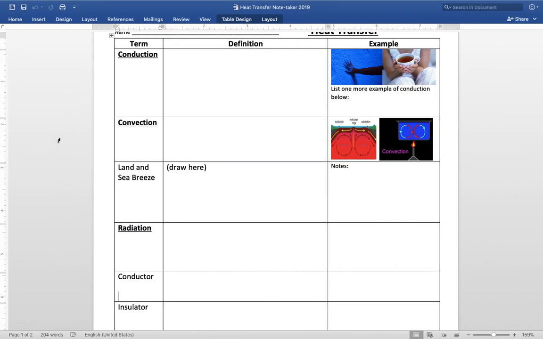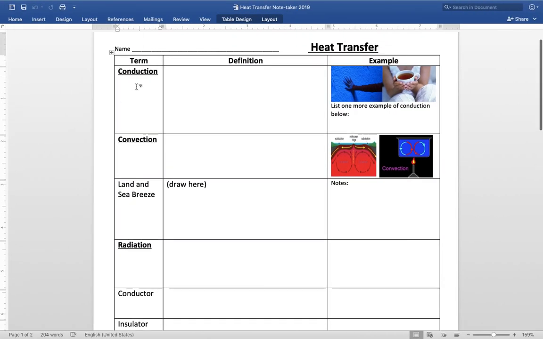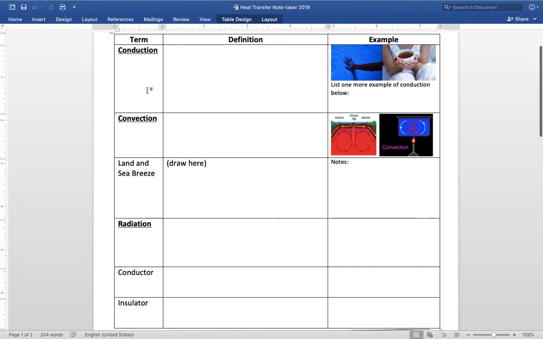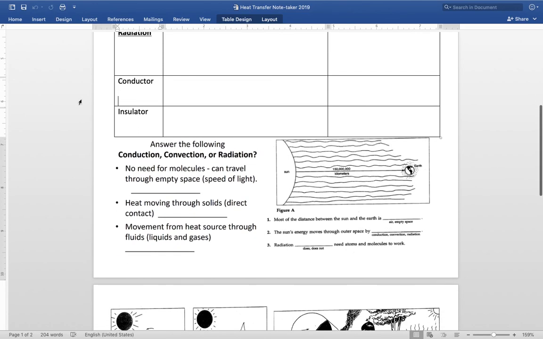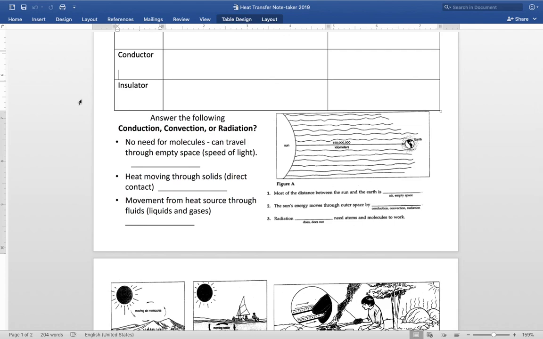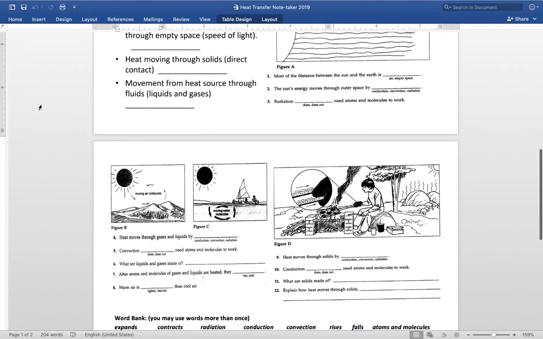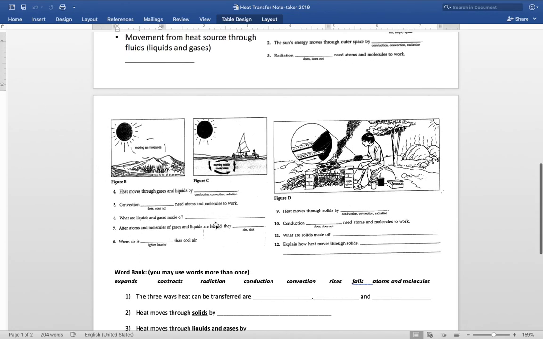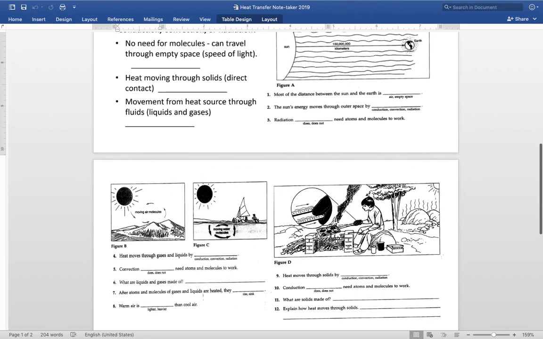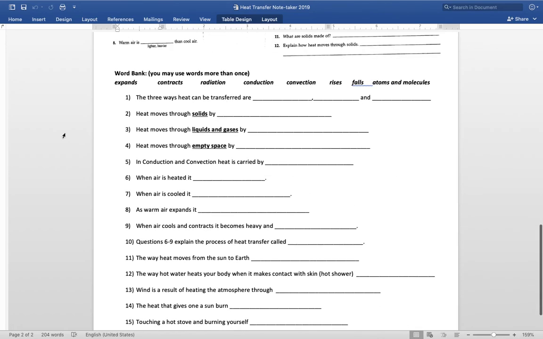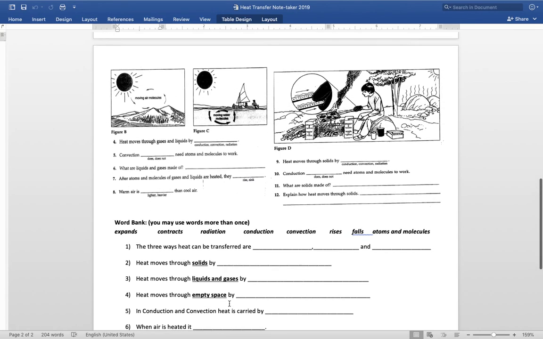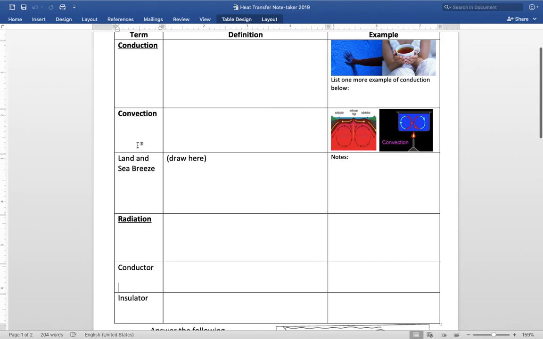All right, so hopefully in review, you have a solid understanding of our three forms of heat transfer: conduction, convection, and radiation. Now, for the rest of class, what you're responsible for is answering the following questions, starting here on your note sheet, working back through section 2 here, answering questions about figure A, B, C, and D, and then finally answering some matching questions provided from this word bank.